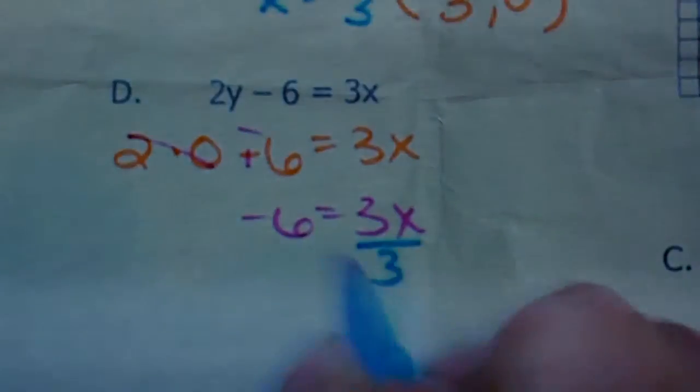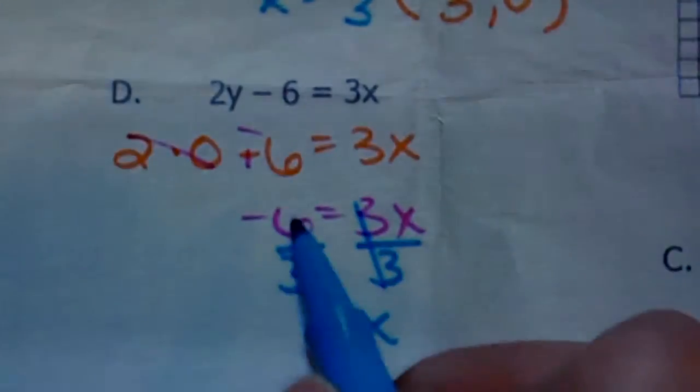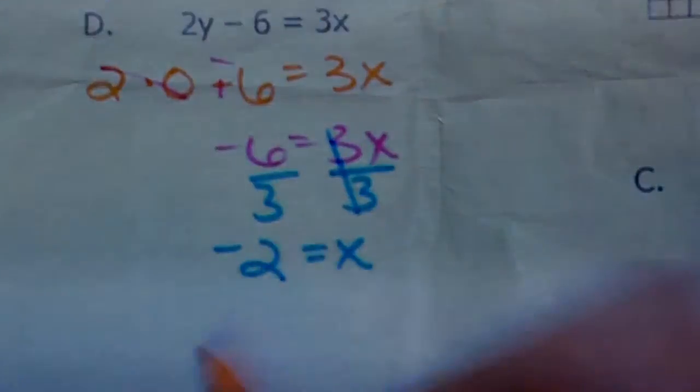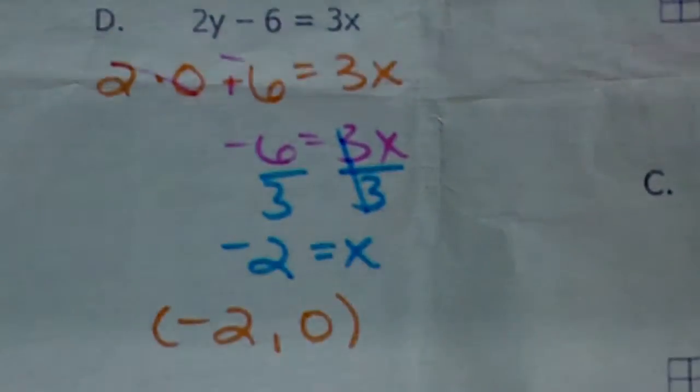I'm going to divide by 3 to get x all alone. This time x wants to be alone. And negative 6 divided by 3 is negative 2. So again, if I was plotting that on a graph, that would mean when x is negative 2, y is 0. So again, all the y values are 0 in an x-intercept.